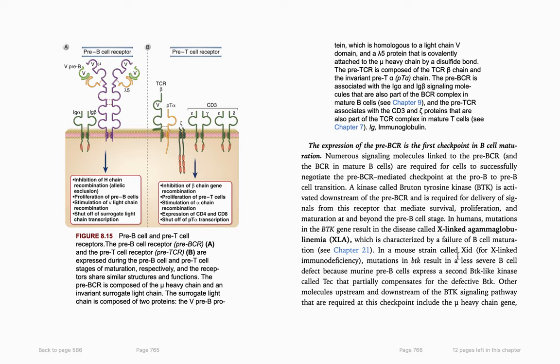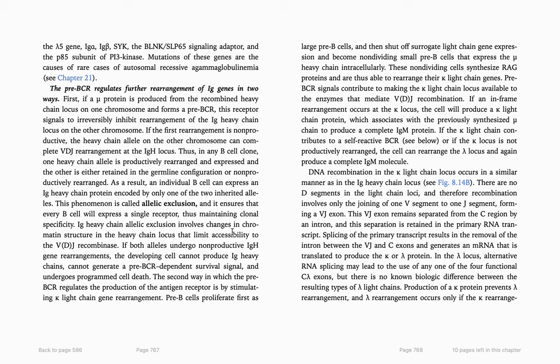In a mouse strain called XID, for X-linked immunodeficiency, mutation in BTK, the Bruton tyrosine kinase, results in a less severe B cell defect because murine pre-B cells express a second BTK-like kinase called TEC that partially compensates for defective BTK. Other molecules upstream and downstream of BTK in the signaling pathway that are required at this checkpoint include mu heavy chain genes, the lambda 5 genes, Ig alpha, Ig beta, SYK, BLNK, the SLP-65 signaling adapter, and the p85 subunit of PI3 kinase. Mutation of these genes are the cause of rare cases of autosomal recessive agammaglobulinemia.